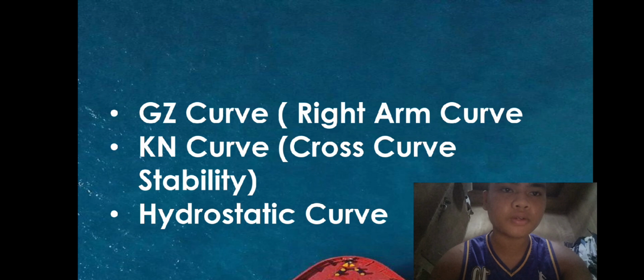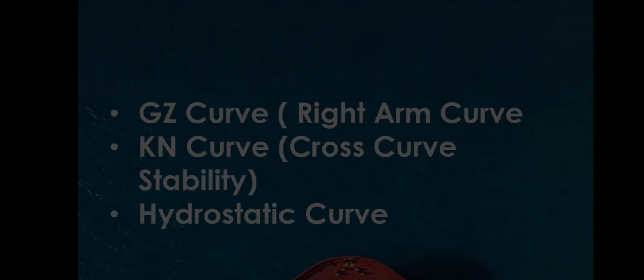The KN curve, or cross curve of stability, is used to determine GZ values when the center of gravity is known. The hydrostatic curve provides data such as draft and metacentric height, GM, for various drafts.